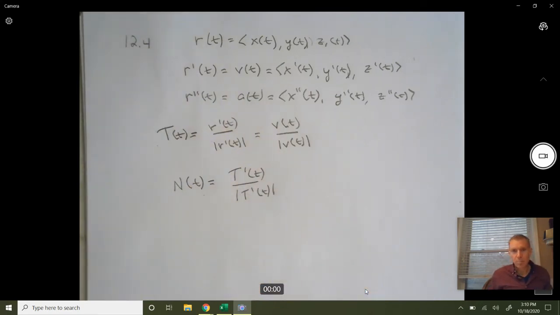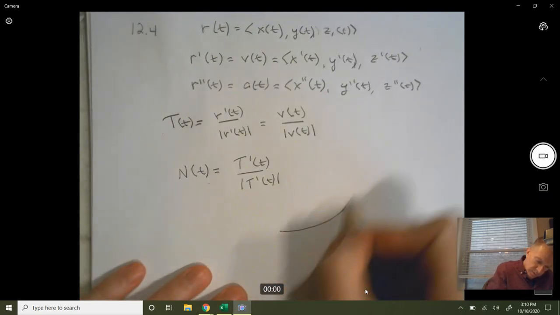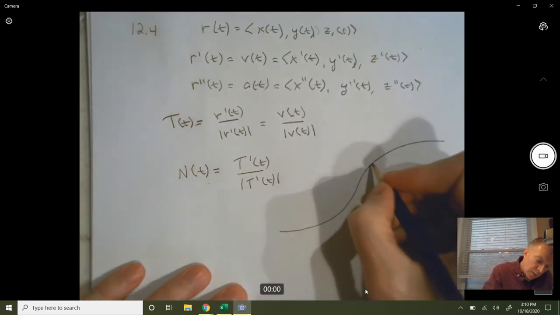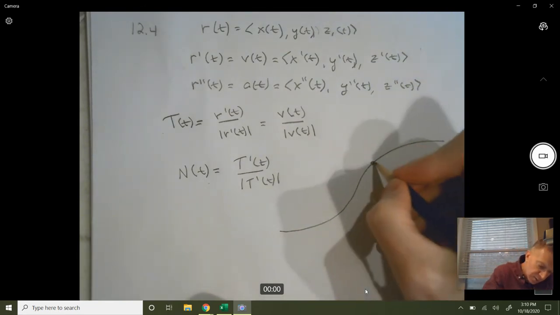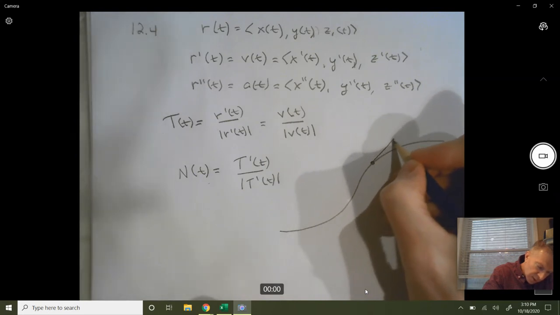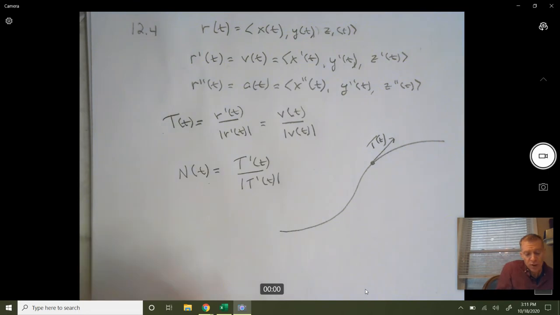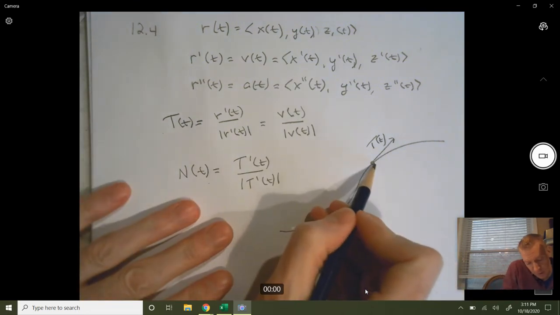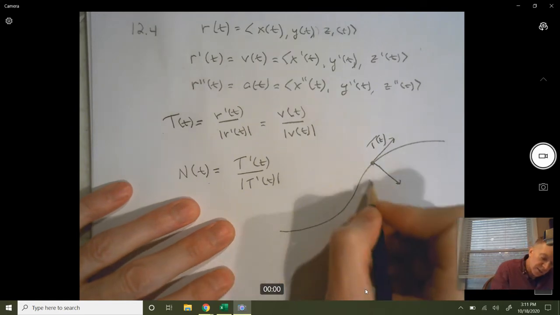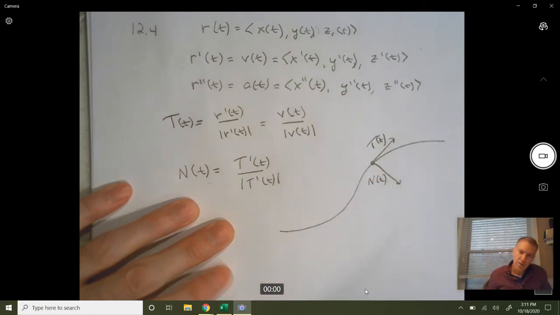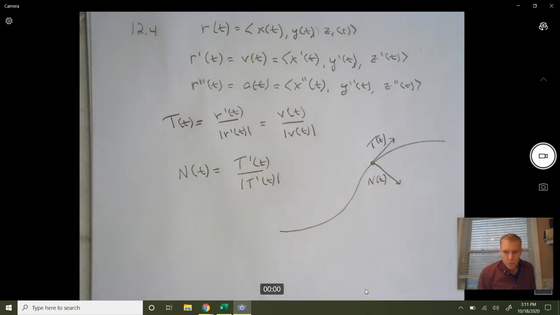Now building from there. Let's say you've got this curve traveling through space, and let's say at one instant right here, you want to find the unit tangent vector. That's going to be the direction that your curve is traveling. The unit tangent vector is a unit vector, so that's one unit. The normal vector is always going to point inside the curve, or the concave part of the curve. That's your N of t, which is also a unit vector, your principal unit normal vector.